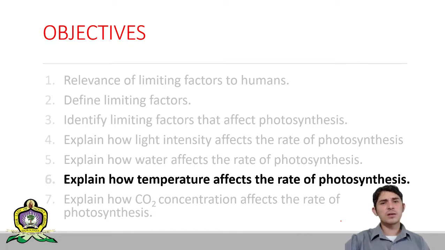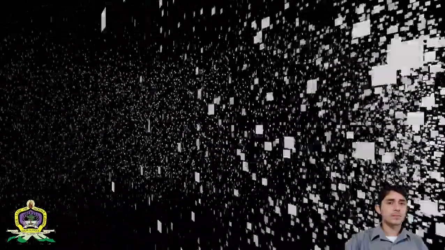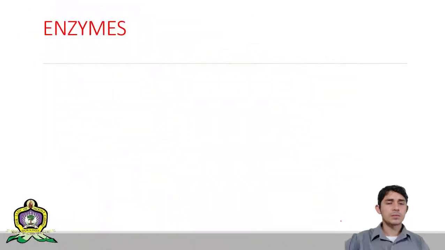Our next objective looks at how temperature affects the rate of photosynthesis, where there are a few things that we will cover before that. From this slide, we're able to see enzymes. But what are enzymes? Let me play the video for you.